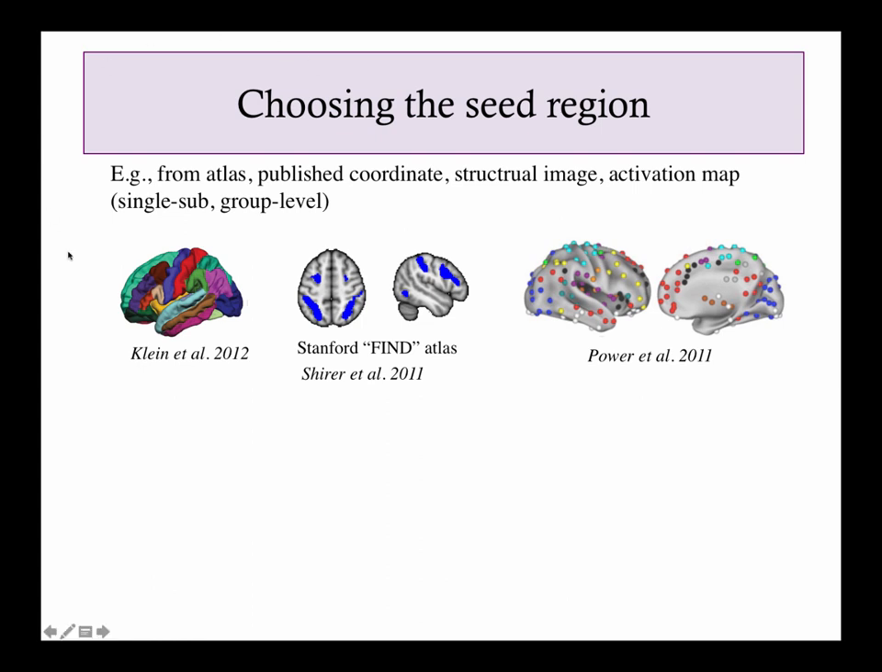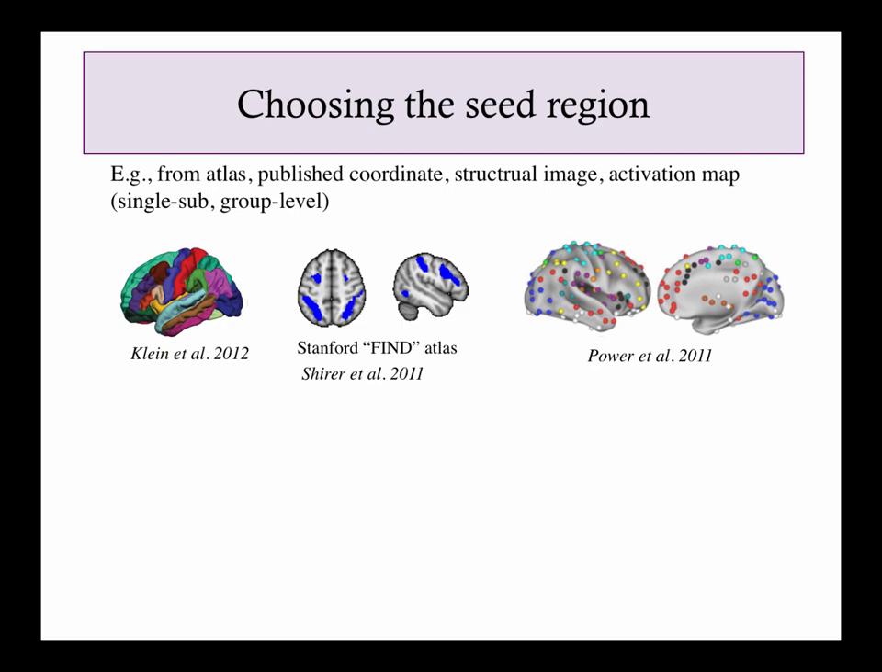So some studies will use an atlas-defined region from either an anatomic atlas or perhaps a functional atlas that came from a network analysis itself. Or you might choose some published coordinates in the literature if you want to test a very specific region. And if you want to consider the individual anatomy in more detail, you might draw an ROI manually on a subject's T1, or perhaps do a functional localizer and define your region based on a task activation map.